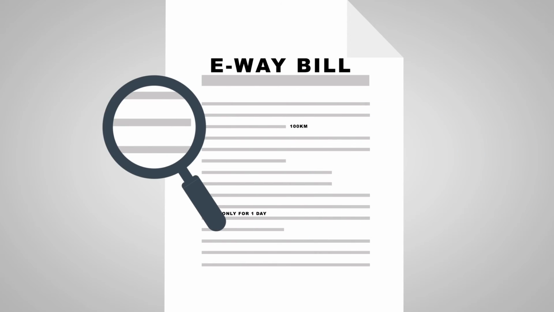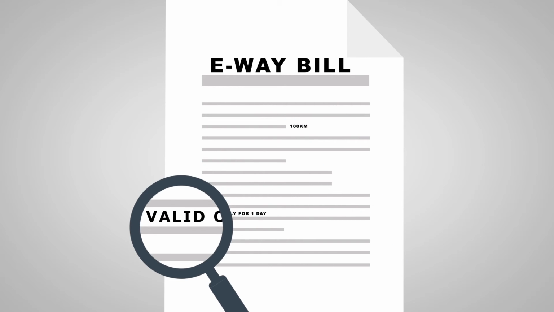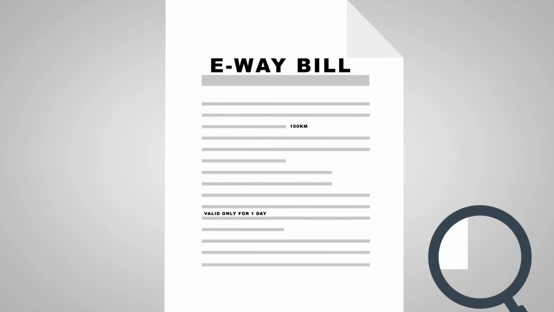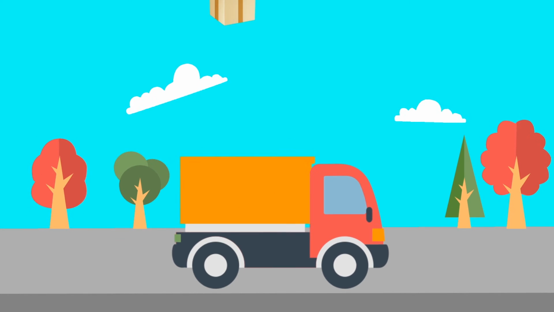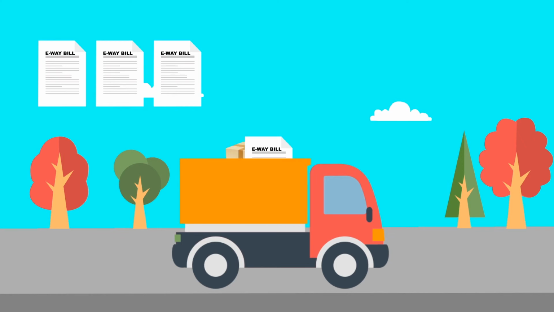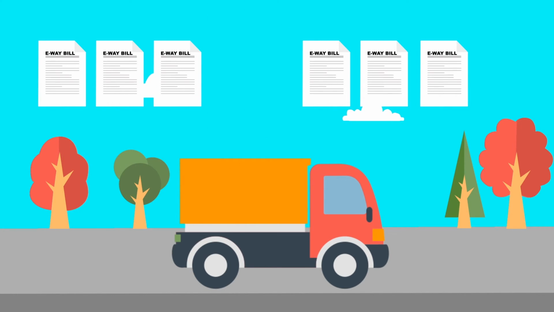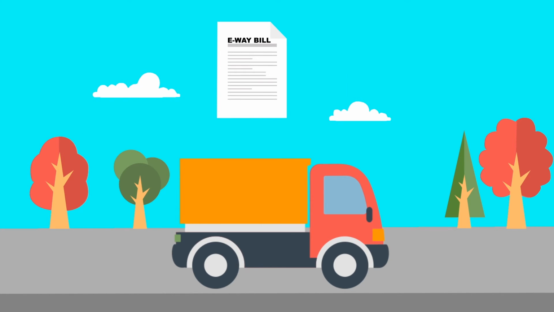For example, if the distance is within 100 kilometers, the generated e-way bill is valid only for 1 day. If the shipper consolidates multiple consignments, then the shipper has to generate a consolidated EBN on the GSTN and associate the EBNs of the grouped consignments with the consolidated EBN.